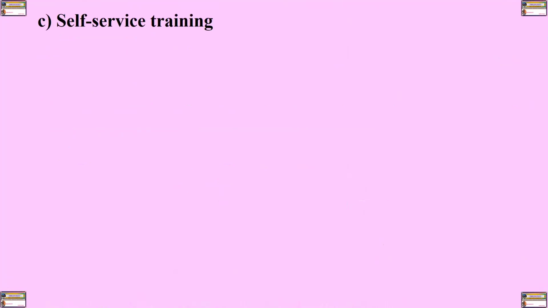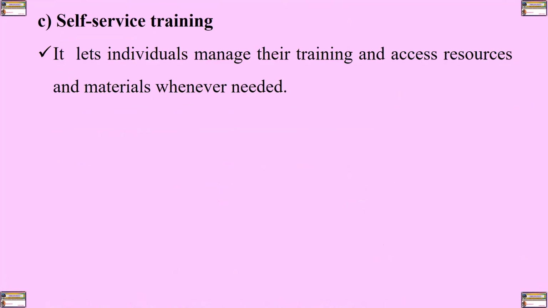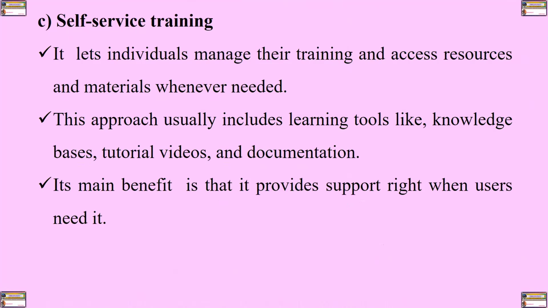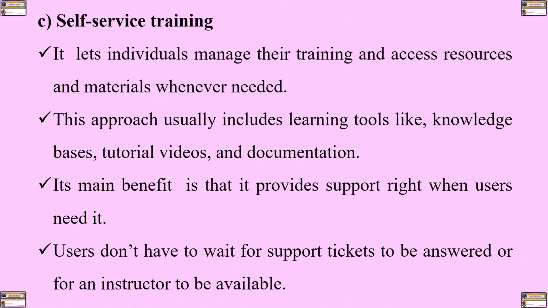The third way of training is what we call self-service training. Here, it lets individuals manage their training and access resources and materials whenever needed. This approach usually includes learning tools like knowledge bases, tutorial videos, and documentation. Its main benefit is that it provides support right when users need it. The users don't have to wait for support tickets to be answered or for an instructor to be available.